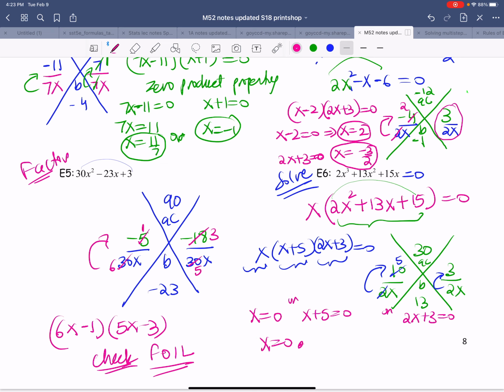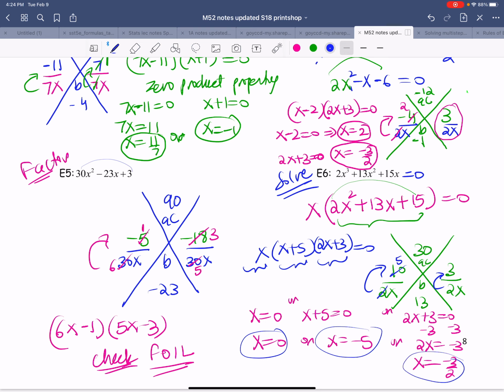Okay, so I have either x is 0, or x is negative 5, or from here if you try to solve, you get 2x is negative 3, which means x is negative 3 halves. So 3 possible answers here. Usually, whatever the degree of your equation is, that's how many solutions you are going to get. Some solutions can be repeating, so you may not have that many distinct solutions, but in most cases you will have as many distinct solutions as the degree of the polynomial.